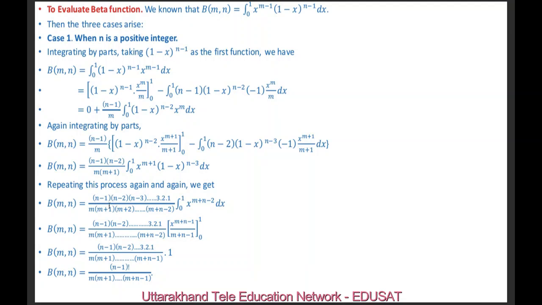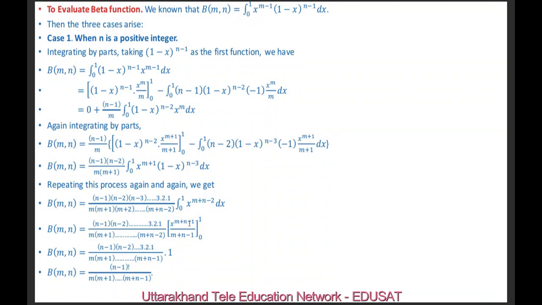In the denominator, in the first integration we have only m, in the second integration it is m into (m plus 1), so we have two factors. In the (n minus 1)th integration we will have m, then m plus 1, then m plus 2, it is increasing, so here we will have m plus n minus 2. So here we are left only with the integral 0 to 1 of x raised to power m plus n minus 2 dx.